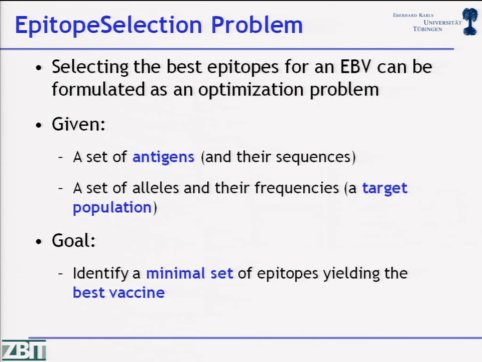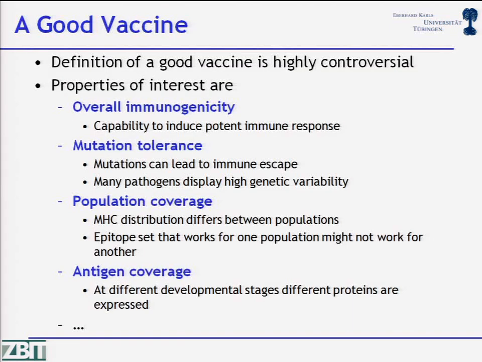Now, formally, we are given a set of antigens and their sequences. From this, we can compute the epitopes. We are given a set of alleles and their frequencies, the target population, and the goal is to identify a minimal set of epitopes yielding the best vaccine. And I kept this intentionally fuzzy, because what is the best vaccine? Obviously, if you talk to immunologists, it is not exactly straightforward to define a good vaccine. And these definitions are highly controversial, and there are lots of issues with that.